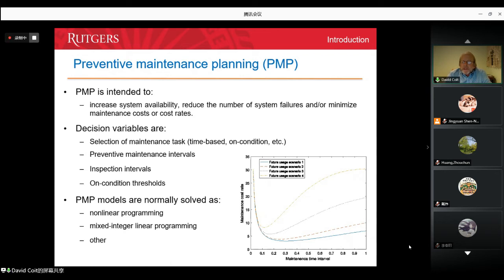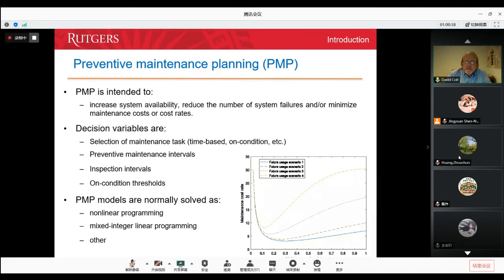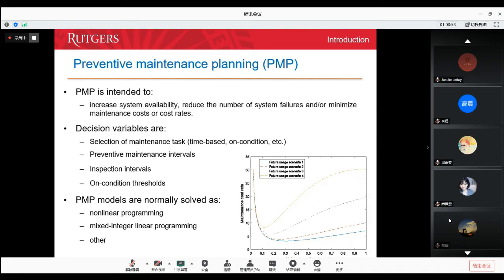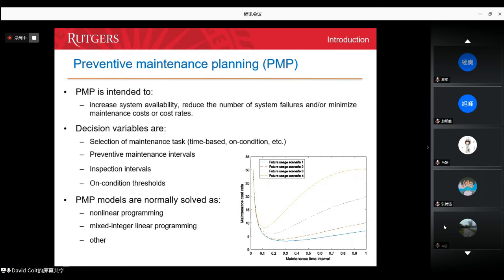But for preventive maintenance planning, you have different decision variables. When to perform maintenance, when to perform an inspection, what intervals. Are the intervals static, meaning they're not changing once you get a good one, or dynamic? And often these problems are formulated as usually some form of nonlinear optimization problem. You look at the graph there, I have cost versus preventive maintenance interval for several different possibilities, and you want to find the area to minimize cost.